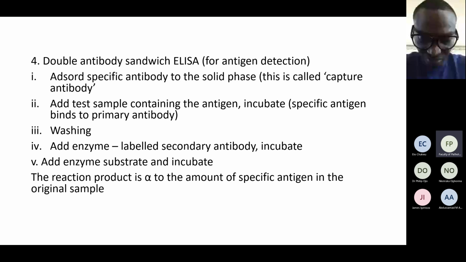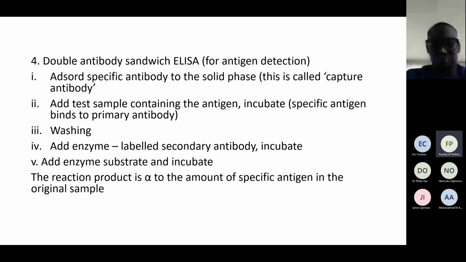So to summarize, step number 1 is to adsorb your specific antibody to the plate. Step number 2 is to add your sample which contains the antigen. So there'll be antigen-antibody reaction. Then thereafter, you wash the plate. The third step is now to add your enzyme labeled secondary antibody. Now this secondary antibody will attach itself to the antigen. And remember that the antigen has already got itself attached to the antibody. So the antigen is sort of trapped within 2 antibodies. So that is why it is called double antibody sandwich ELISA.